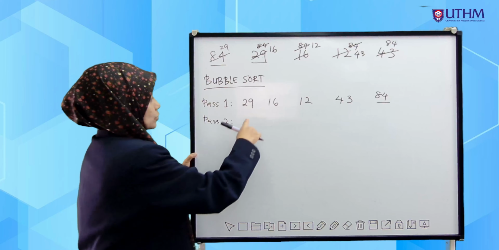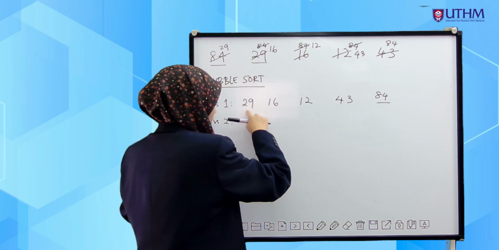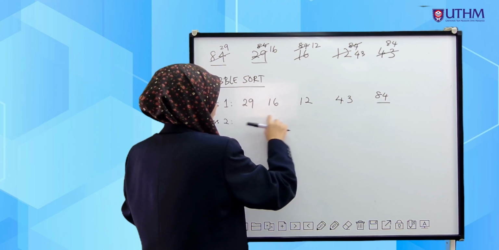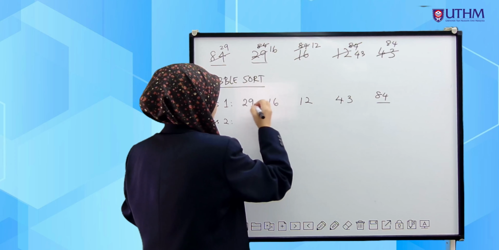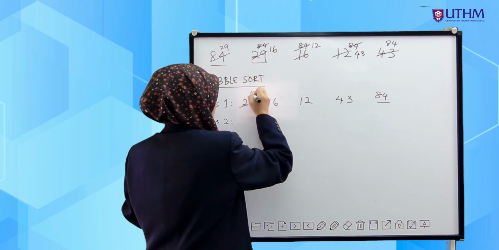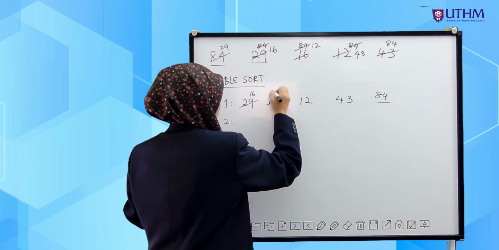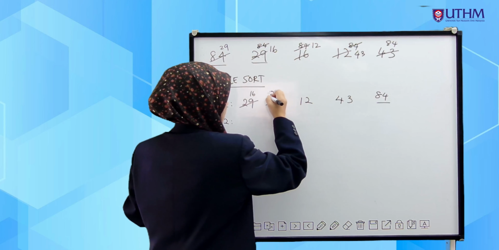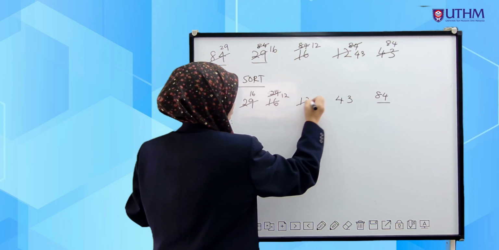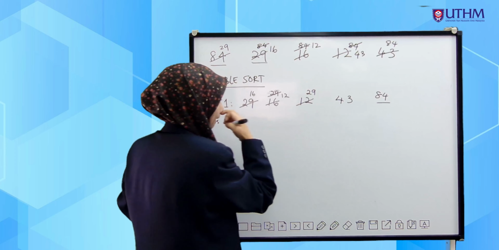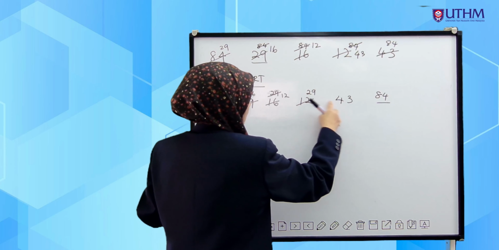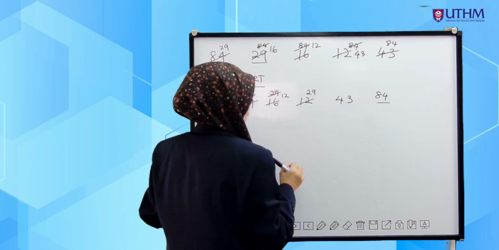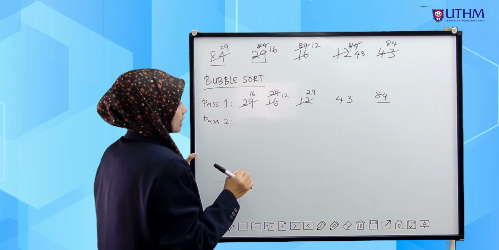So here you have to compare the two values, 29 and 16. So you have to swap 16 and 29. Then you compare 29 and 12. Yes, we need to swap. So you have 12 and 29. Compare 29 with 43. We do not need to swap between 29 and 43.